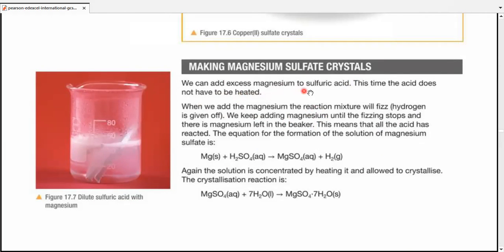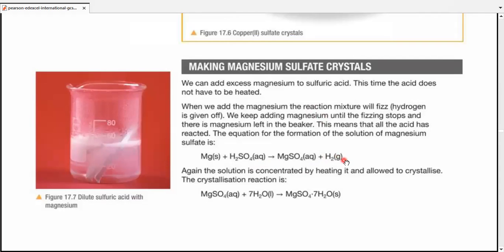Making magnesium sulfate crystals. You can add excess magnesium to sulfuric acid. This time the acid does not have to be heated. When we add the magnesium to the reaction mixture, it will fizz. Hydrogen would be given off. We keep adding magnesium until the fizzing stops. And there is some magnesium left in the beaker, but there is no acid left. All of the acid has reacted.